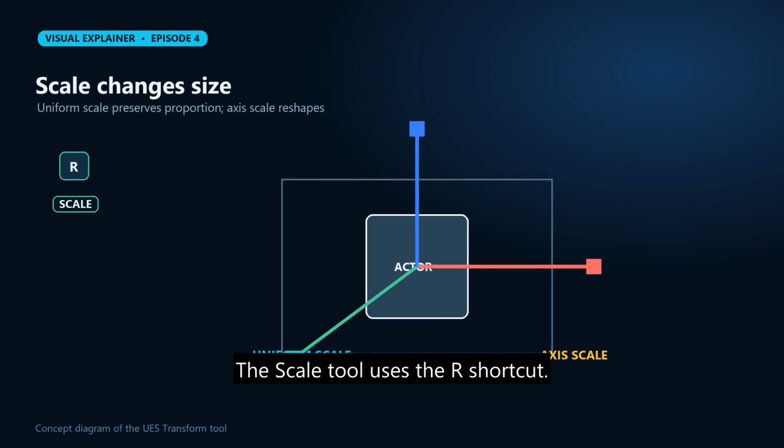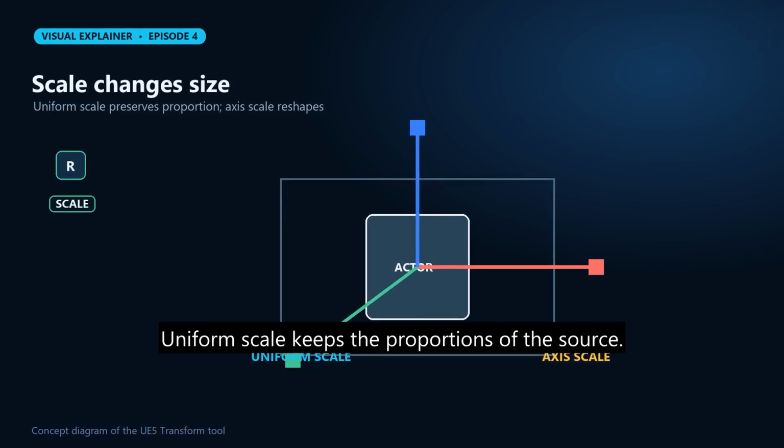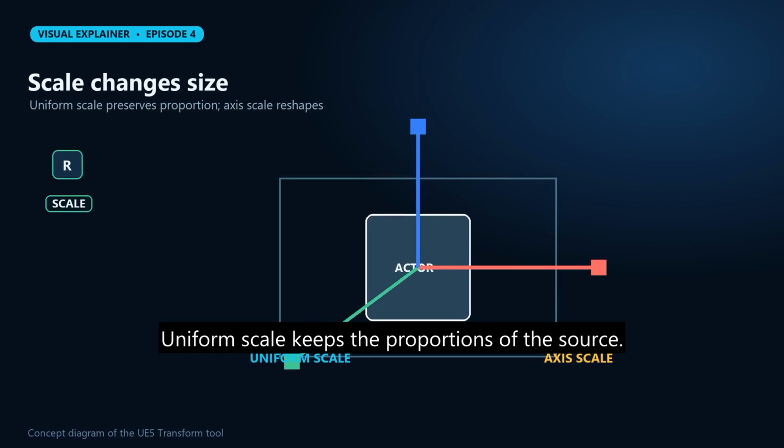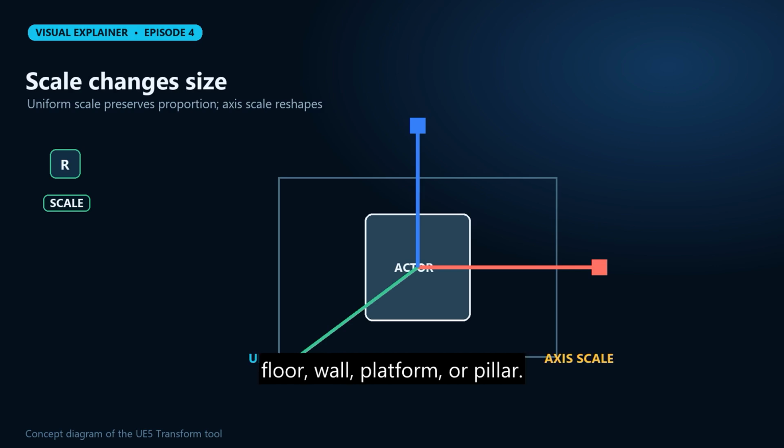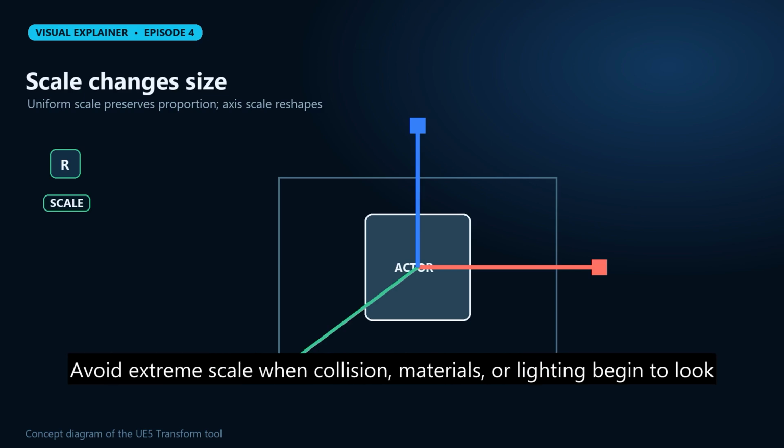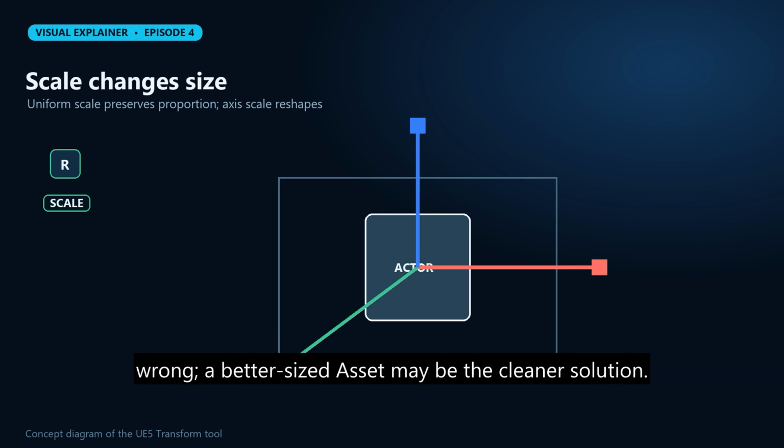The Scale tool uses the R shortcut. Uniform scale keeps the proportions of the source. Axis scale stretches only one direction, which can turn one cube into a floor, wall, platform, or pillar. Avoid extreme scale when collision, materials, or lighting begin to look wrong. A better-sized asset may be the cleaner solution.